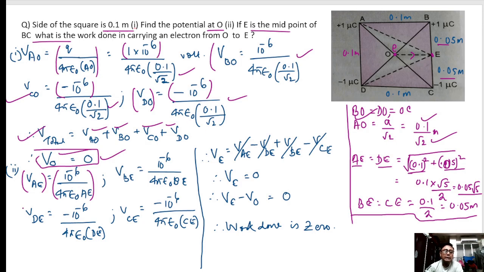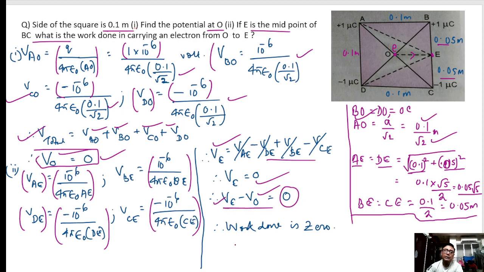Similarly, charge due to D at E will be this. Charge due to B at E will be this, and charge due to C at E will be this. So what is the net potential at E? These will cut out. So net potential at E is coming 0. Potential at O is 0, potential at E is 0, so potential difference is coming 0. So definitely work done will be 0, because work done is potential difference into Q.